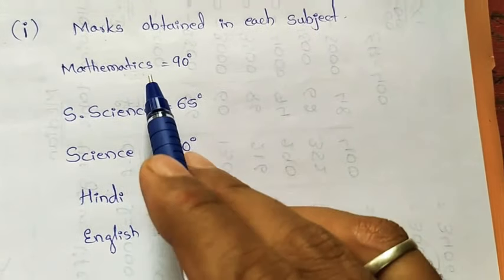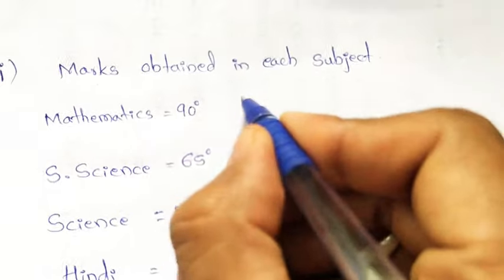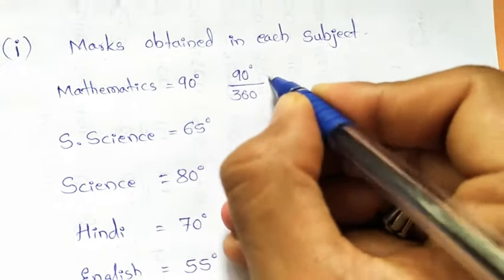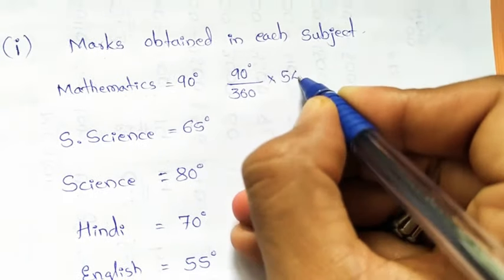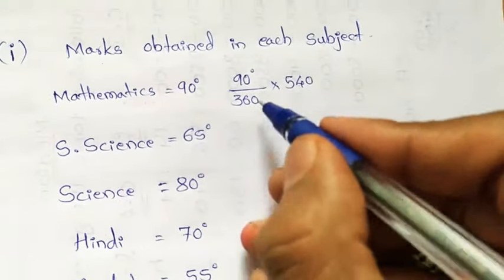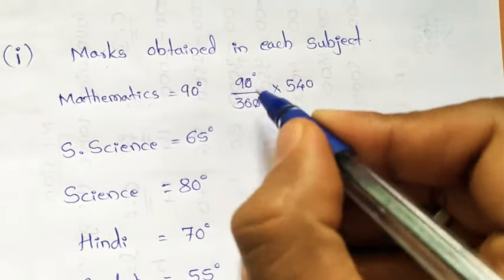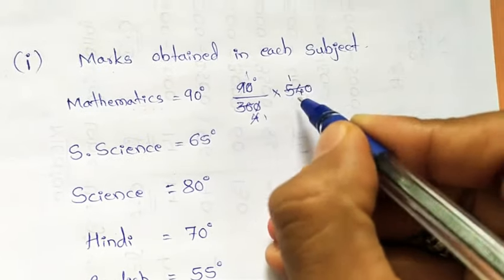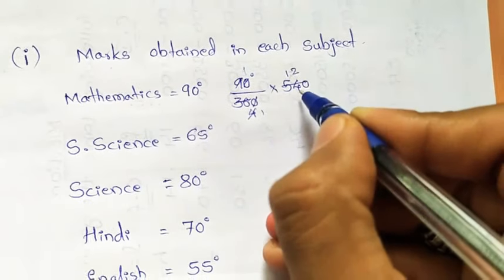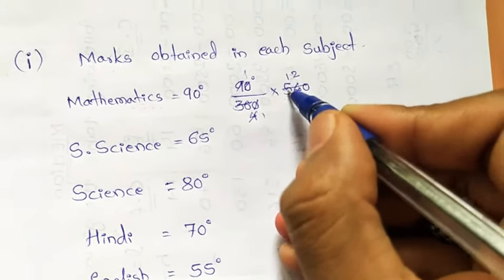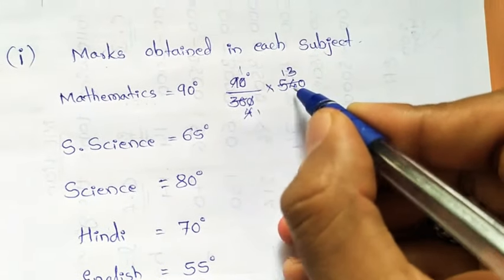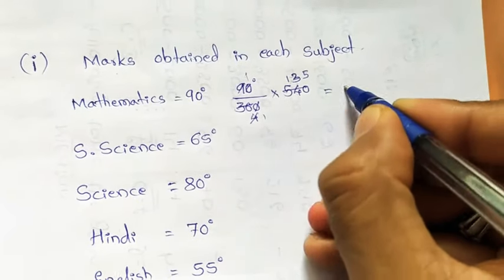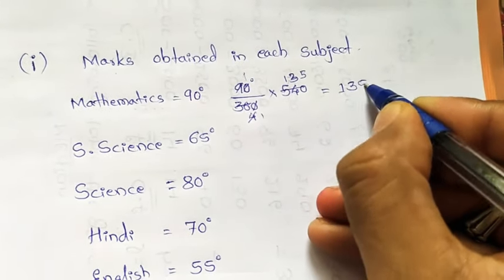First mathematics, 90 out of what? This 90 degree is the angle out of 360 degrees, then for the 540 marks what? So let's do it: 0 0 get cancelled, 9 ones are 9, 4 ones are 4, 4 2s are 8, 4 3s are 12, remaining 2, it will be 20, so 5 3s... So 135 marks in mathematics.